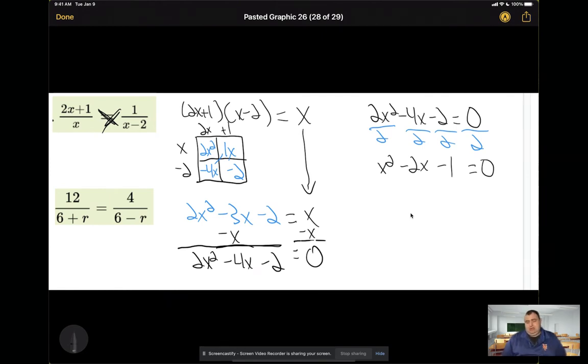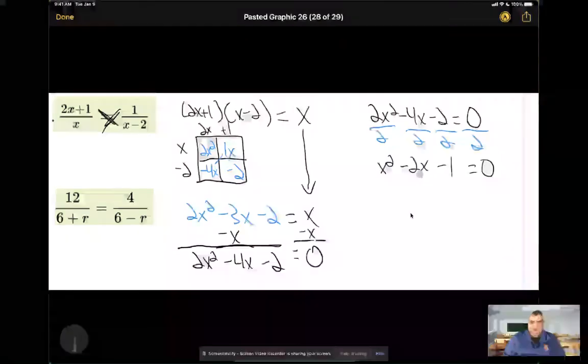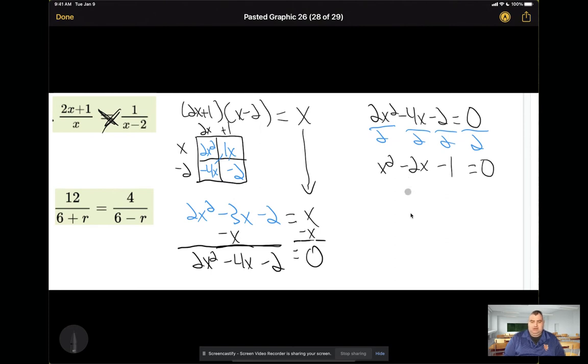So I can go ahead and try and factor this. I need two numbers that would add up to negative 2 and multiply to negative 1. So two numbers that when I add them, I get negative 2, and when I multiply those same two numbers, I get negative 1. Only way that could happen would be negative 1 and positive 1, and that's not going to work. So I'm just going to use the quadratic formula.